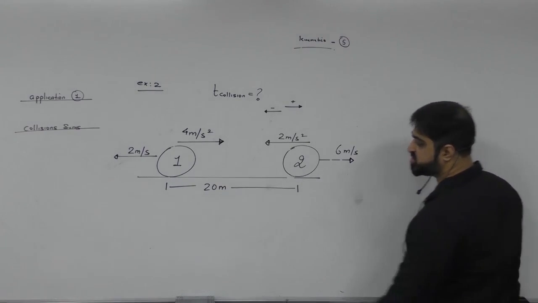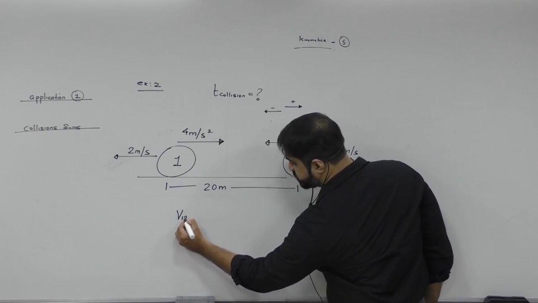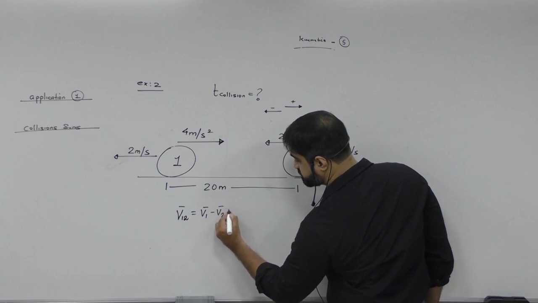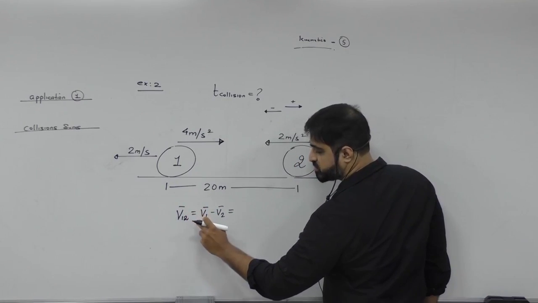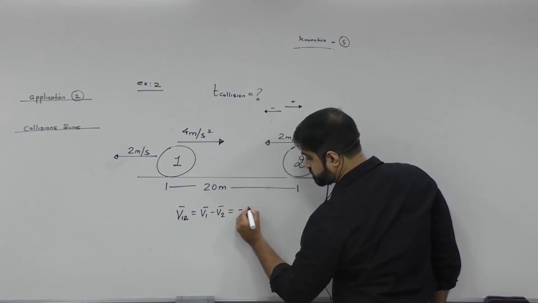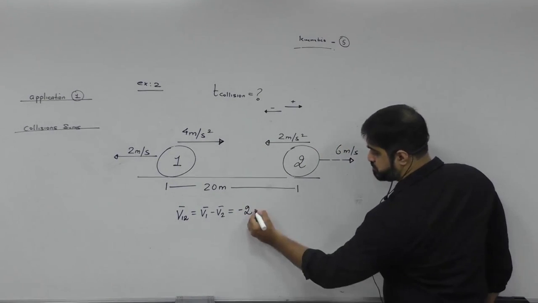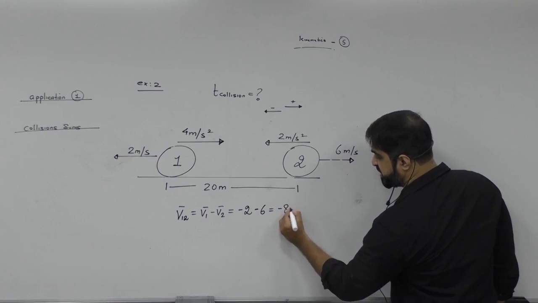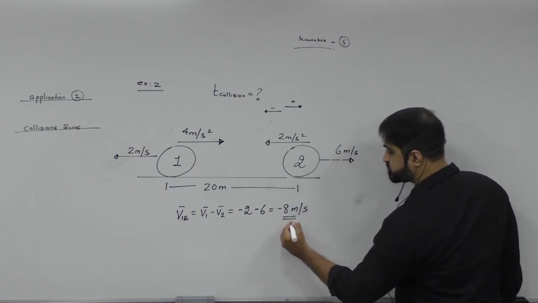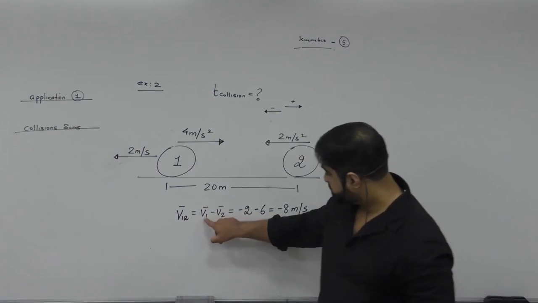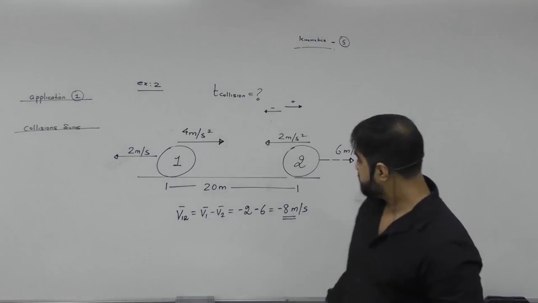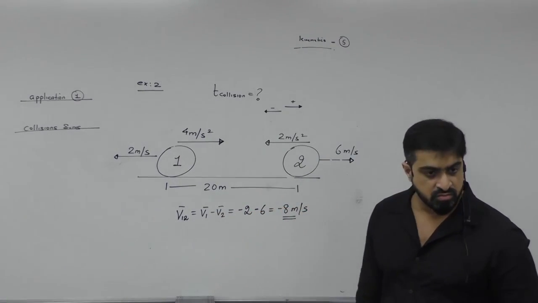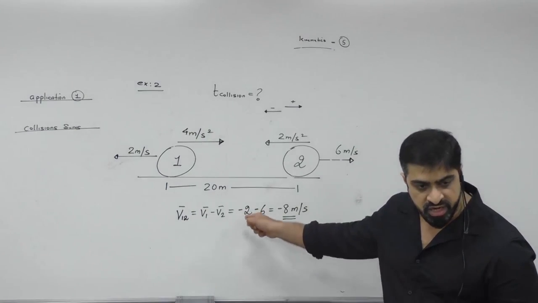Can anyone tell me what is the velocity of 1 with respect to 2? It will be V1 bar minus V2 bar. Pay attention over here. V1 bar is minus 2, minus V2 bar is 6. That is minus 8 meter per second. Look now. V1 is minus 2, V2 is 6. So minus 2 minus of 6 will become minus 8. Who is looking at whom? 2 is looking at 1.